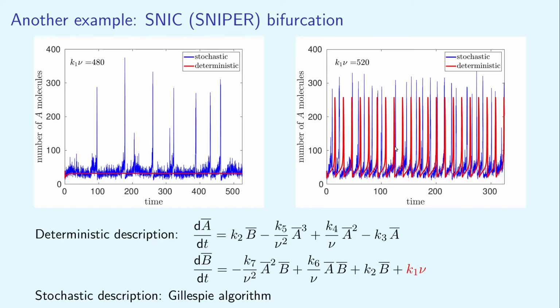The stochastic model oscillates for both parameter values. These stochastic oscillations are not as regular as before, but we can estimate some statistics from the results obtained by the Gillespie algorithm. For example, we can estimate the average period of oscillations.